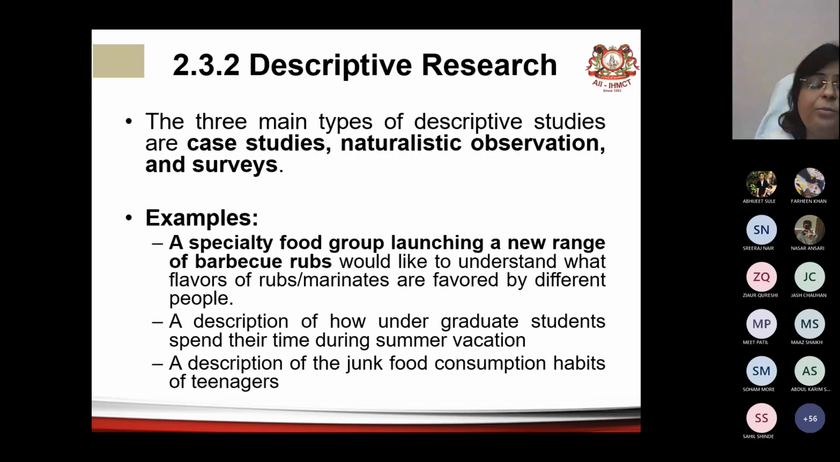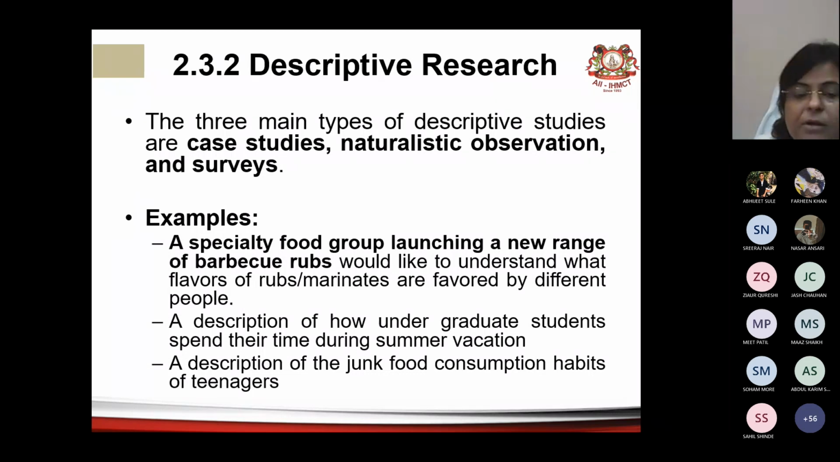Okay. A description of how undergraduate students spend their time during summer vacation. Imagine how challenging it would be. Okay, you have to go and observe them. Now you can do that if there is a summer camp and so many students are coming. So you cannot say the undergrad students spend their time attending a summer camp. No, in the summer camp, what all do they do? That can be a research.